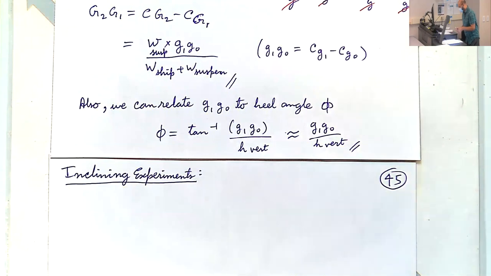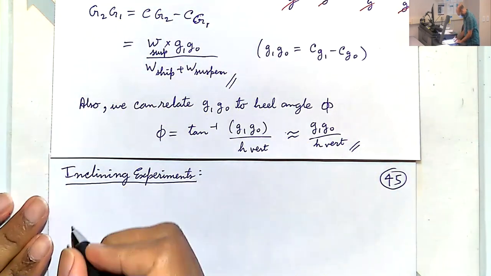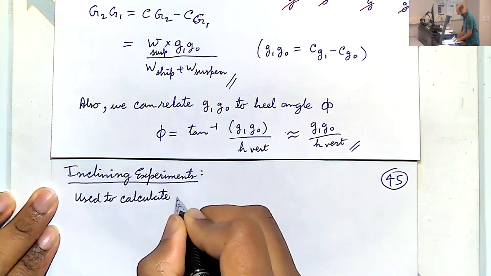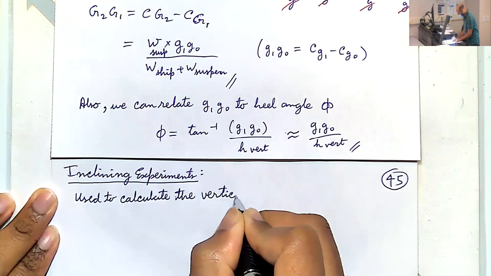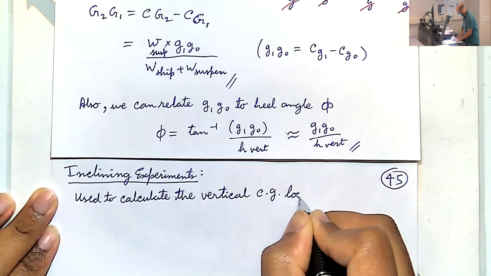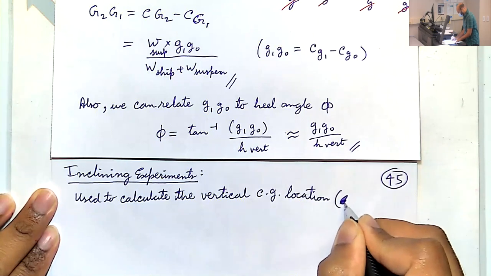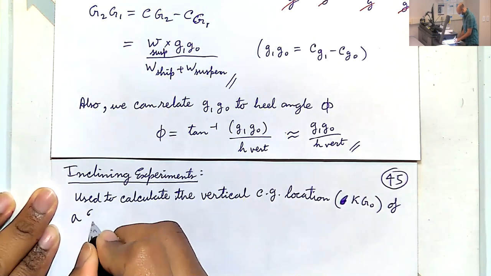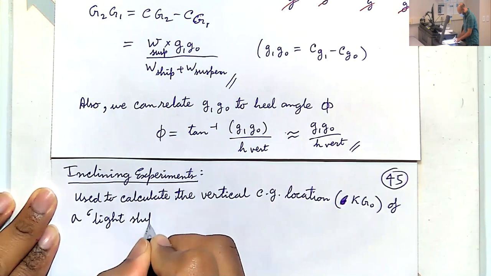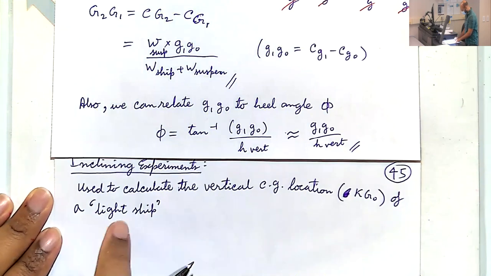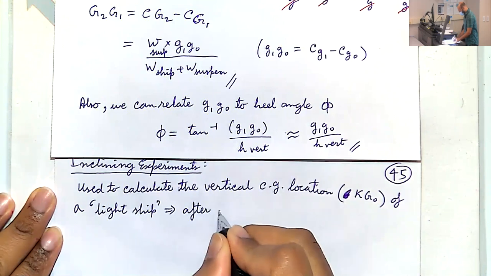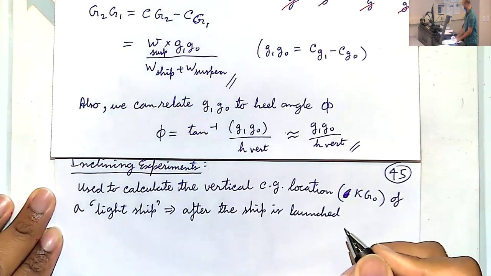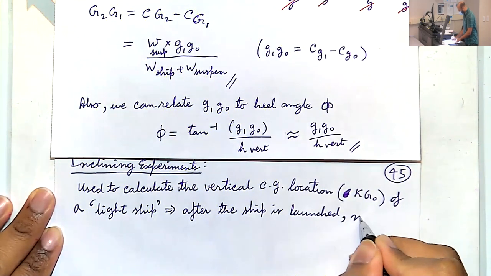All right. So inclining experiments, let me write out the note and it becomes obvious. These are used to calculate the vertical CG location, meaning the keel to G0 location of a light ship. What is a light ship? It means after the ship is launched, but there is no significant cargo load yet.